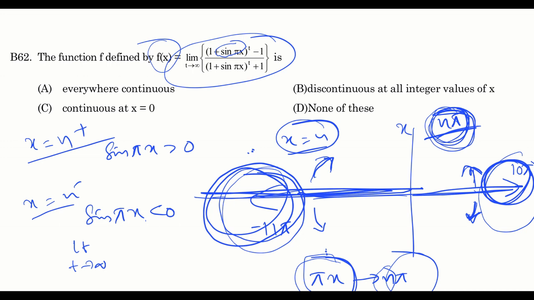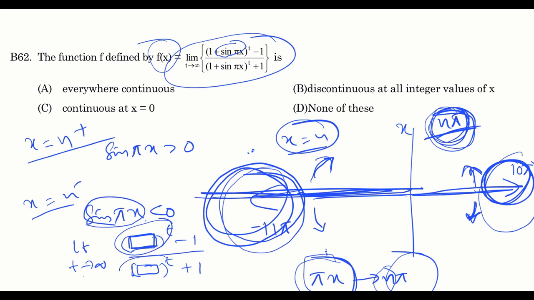You can see that it will be limit t tends to infinity of something power t. Now as this is negative, this value is going to be less than 1, minus 1 by a quantity, again the same quantity which is less than 1, power t plus 1. Now you can see that as t tends to infinity, this part goes to 0, this part goes to 0, therefore the limit will be minus 1.